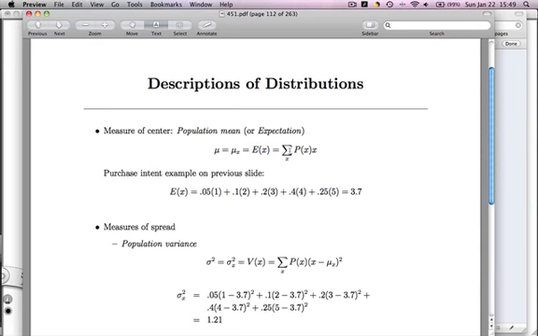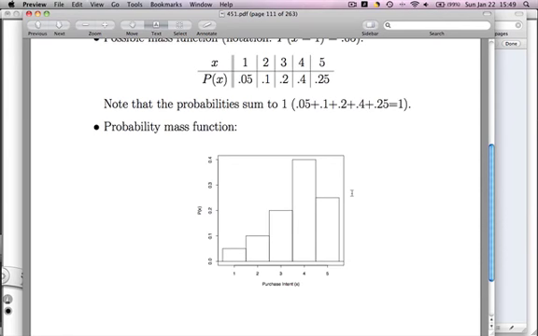What I'm doing is implementing this formula. We're going to take the probability of x times x. So 1 occurs with probability 0.05, 2 occurs with probability 0.1, and so forth. 5 occurs with probability 0.25. If we compute this sum, we get 3.7. So 3.7 is the mean of this distribution.